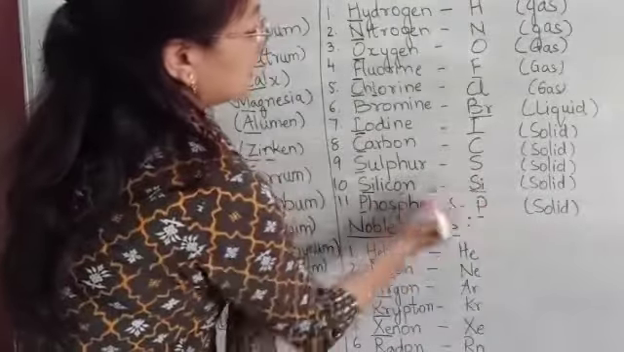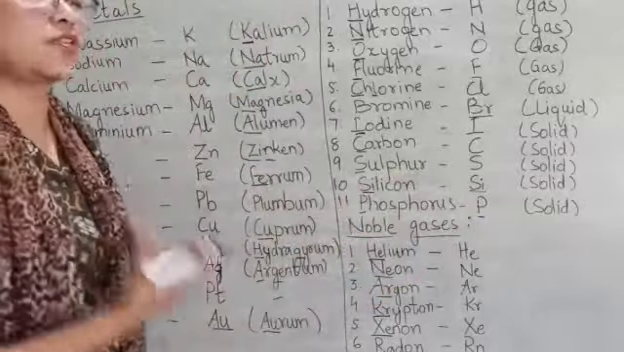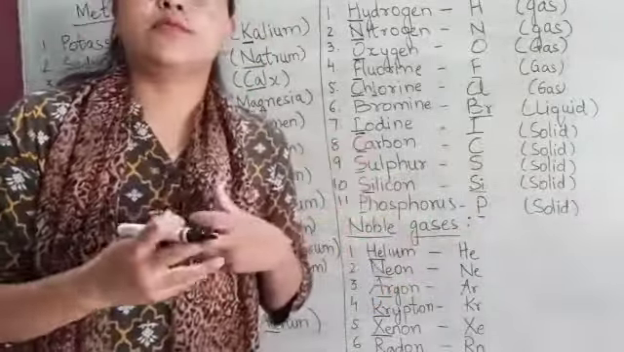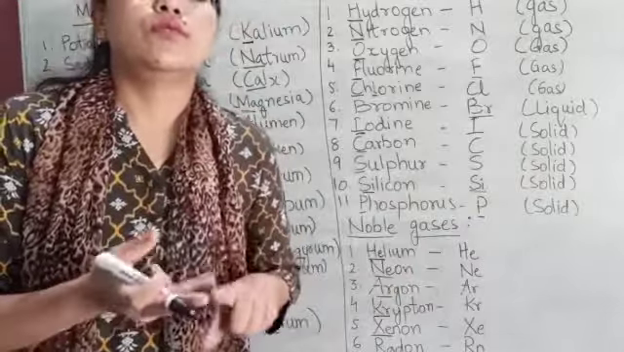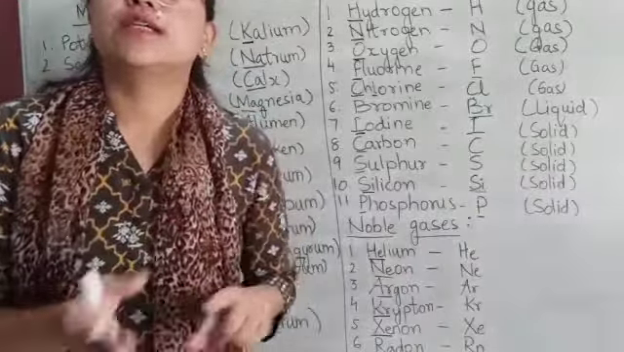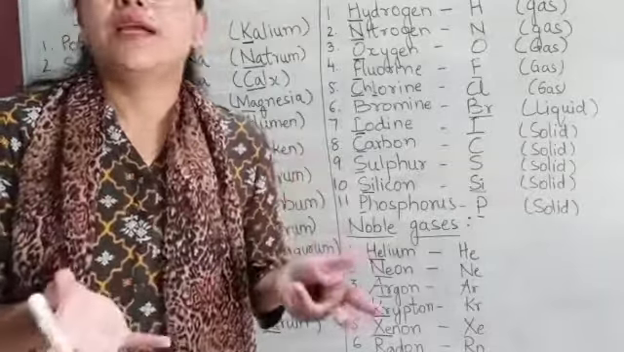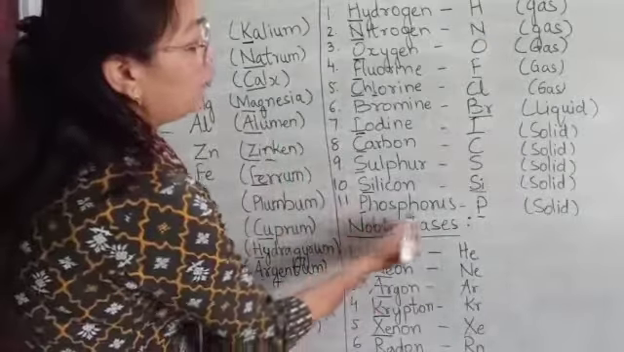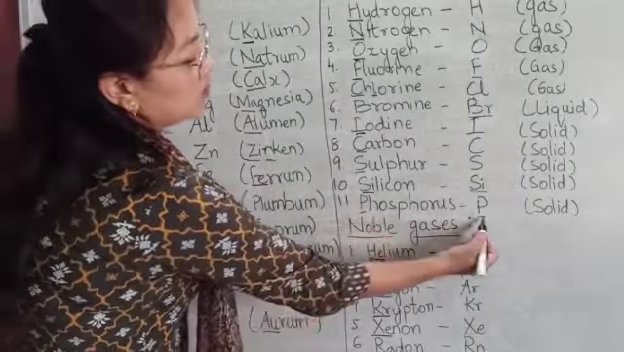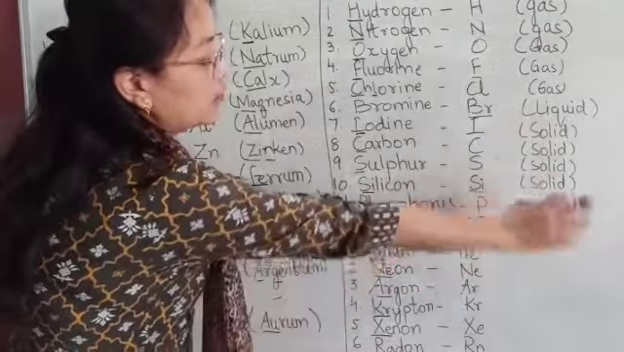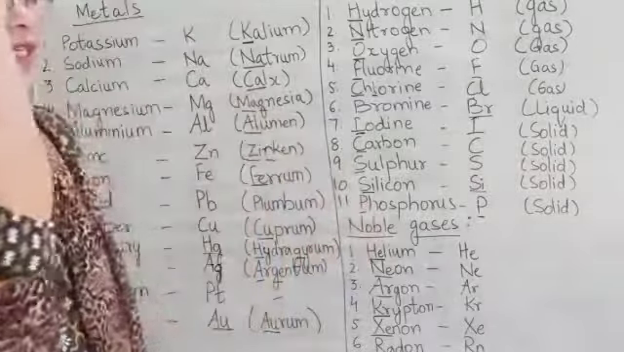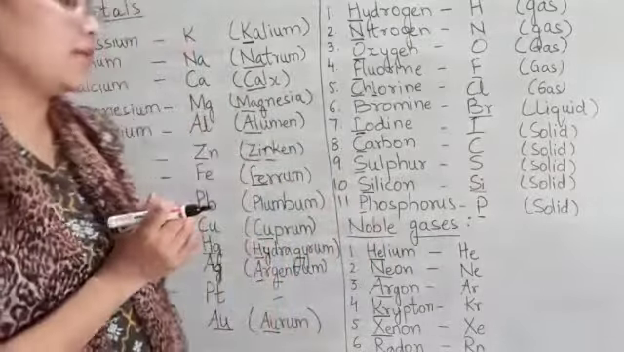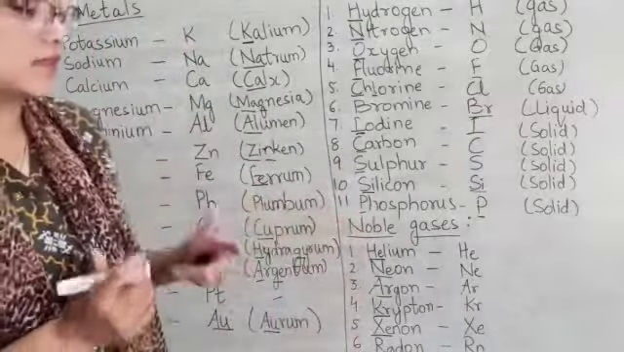The symbol of silicon is Si, and silicon is also a solid. Silicon is one of the most useful elements, and it is found in almost all construction materials like concrete and bricks. Then phosphorus. The symbol of phosphorus is P, and phosphorus is also a solid. Phosphorus is present in matchsticks. Then comes noble gases.